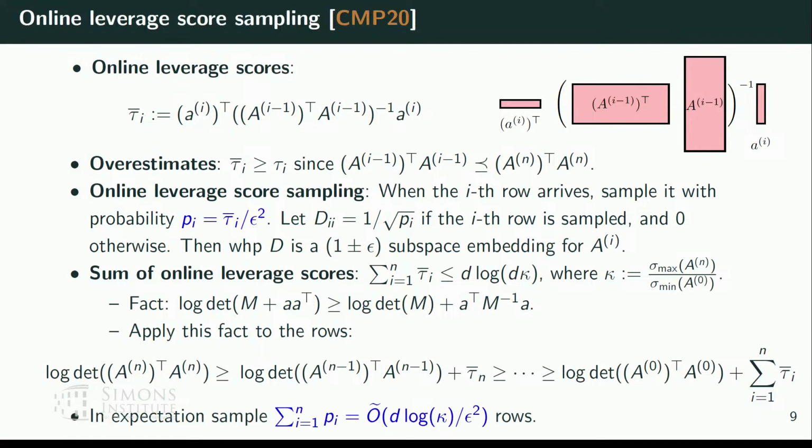Okay. So similar as before, in expectation, we will sample the summation of p_i number of rows, and now this is d times log kappa over epsilon squared number of rows. I'm hiding some further log factors in the O-tilde notation.